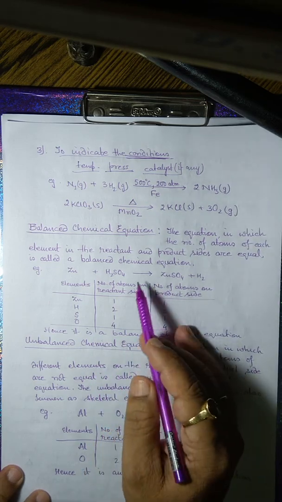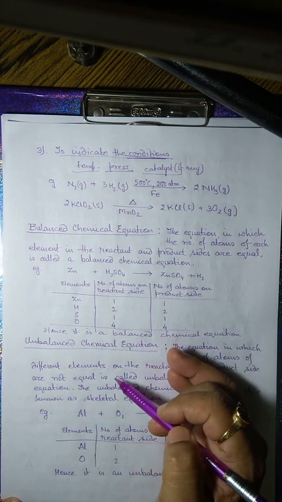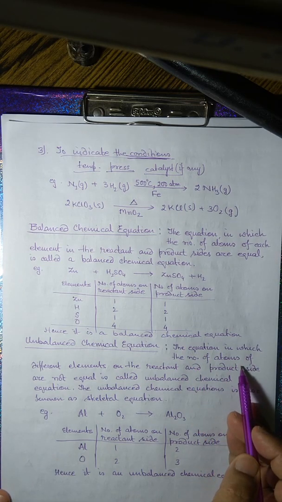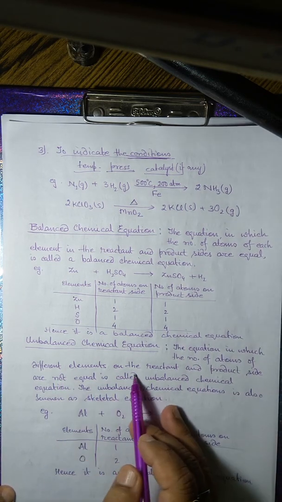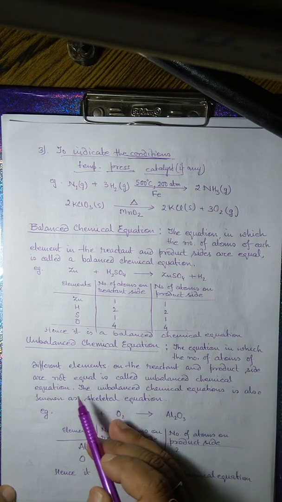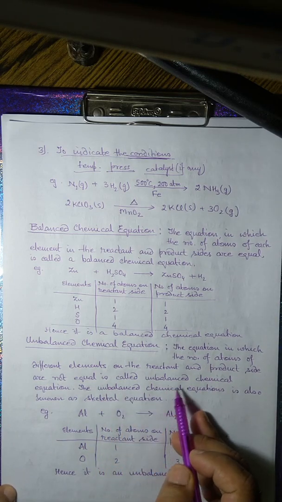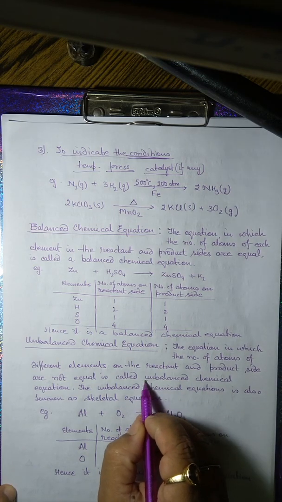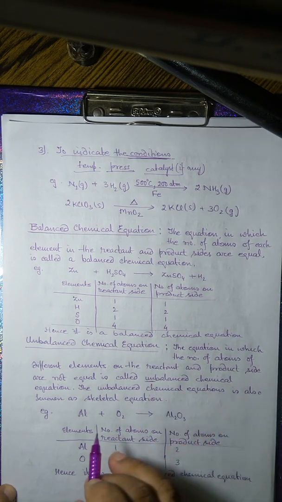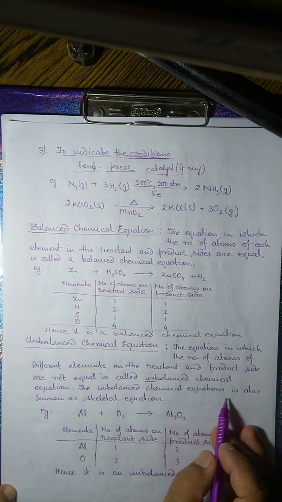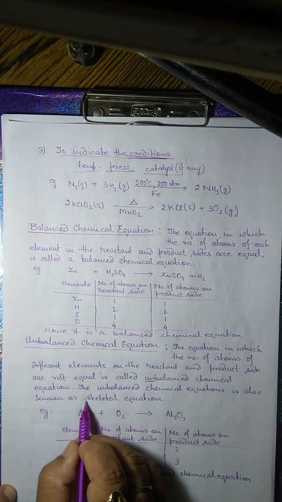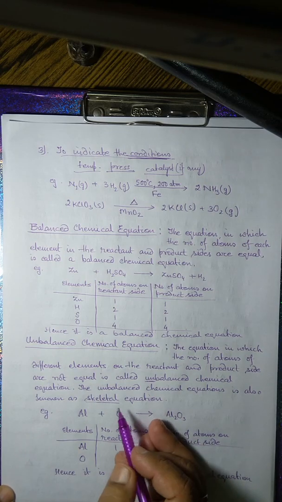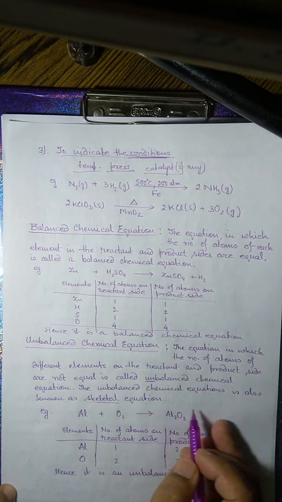Now that we know the balanced chemical equation, what is an unbalanced chemical equation? The equation in which the number of atoms of different elements on the reactant and product sides are not equal is called an unbalanced chemical equation. Here it is an unbalanced chemical equation. The unbalanced chemical equation is also known as skeletal equation or skeleton equation, whatever you say, skeletal or skeleton.